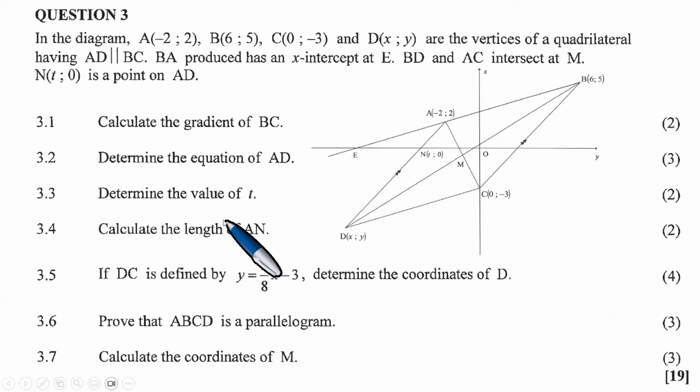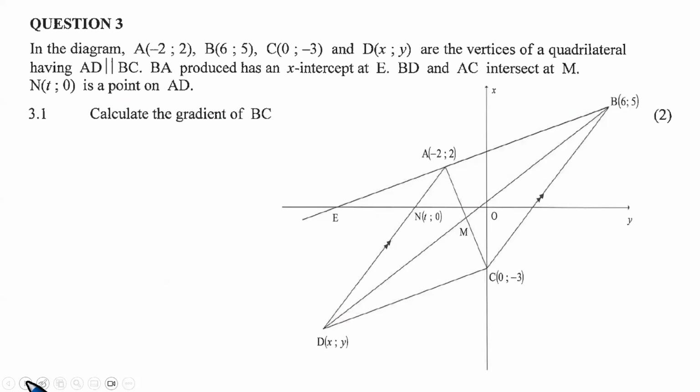I want us to look at this question very briefly. In the diagram, you have the point A with coordinates (-2, 2), B (6, 5), C (0, -3), and D (x, y) are vertices of a quadrilateral having AD parallel to BC. BA produced has an x-intercept E. BD and AC intersect at M. N with coordinates (t, 0) is a point on AD. Determine the gradient of BC.